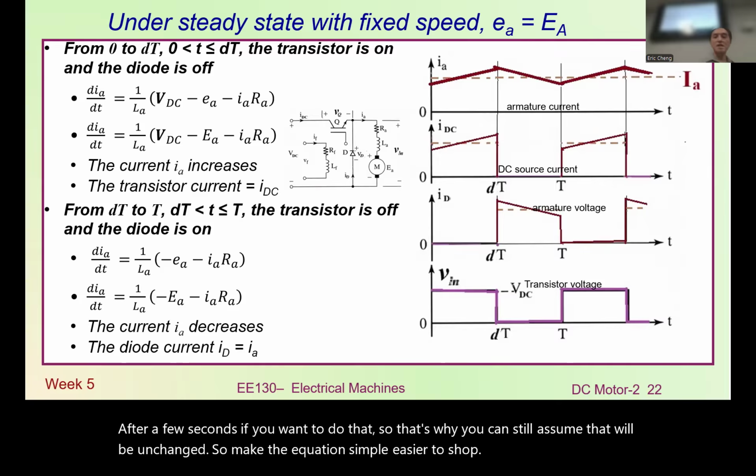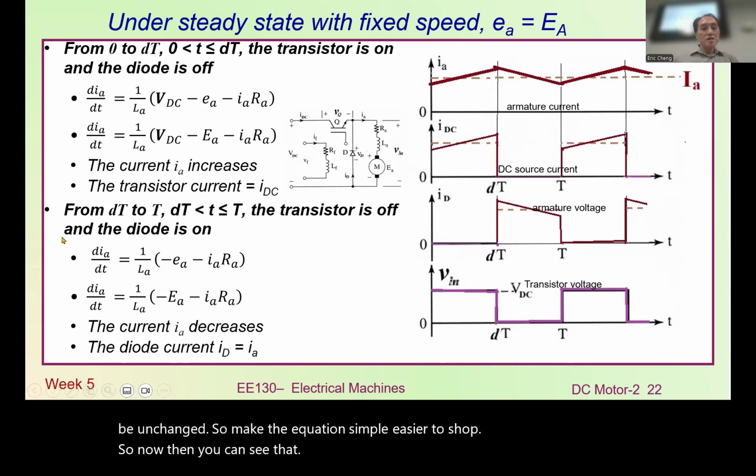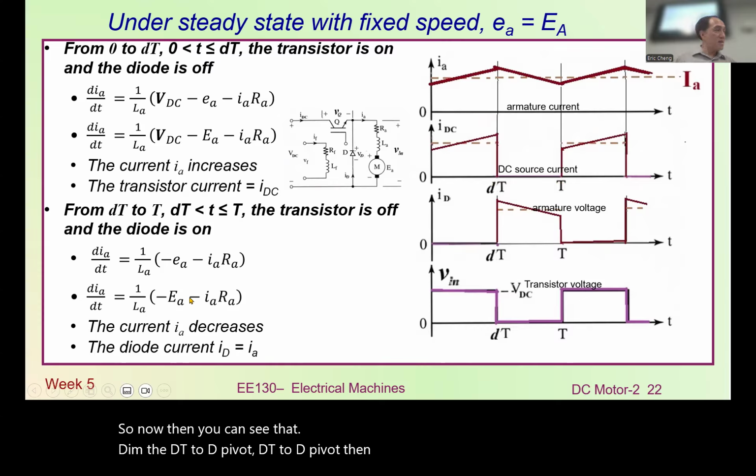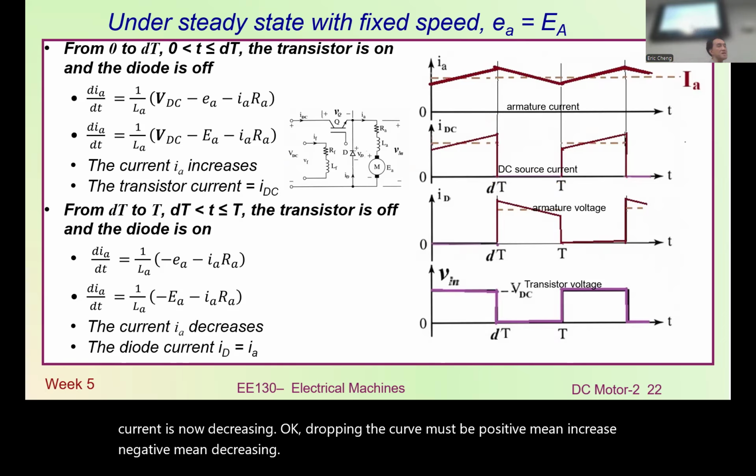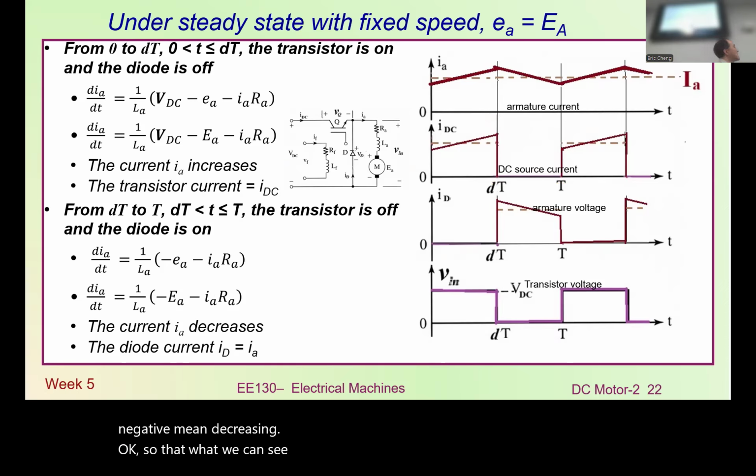So now you can see that during the period dt, to D period, this becomes negative. Negative means the current is now decreasing, dropping. Positive means increase, negative means decreasing. So that's what we can see here. Up to this, do you have any question? So the armature current will now decrease.